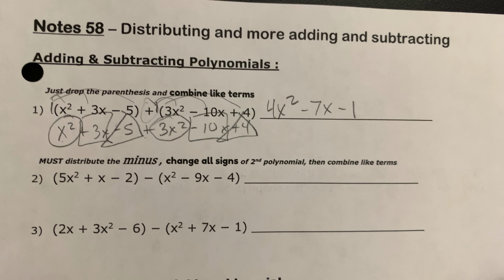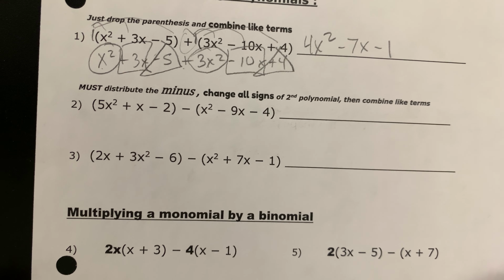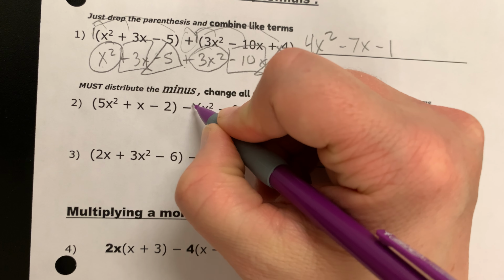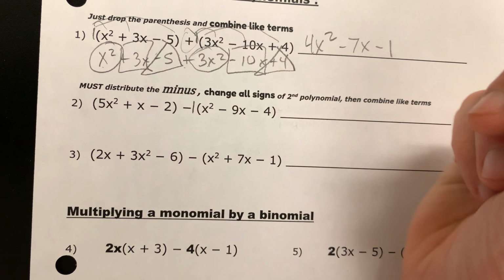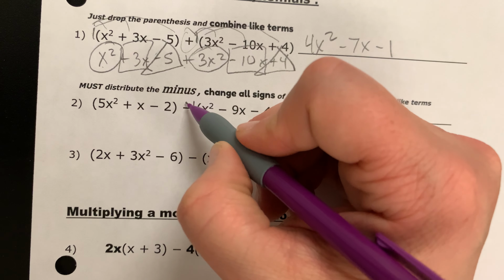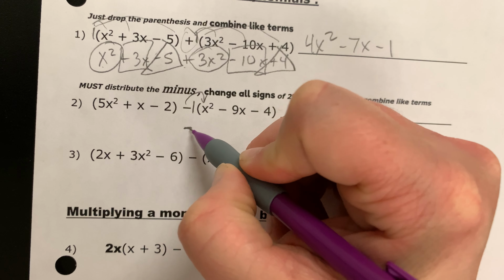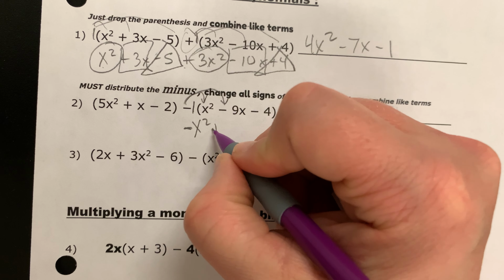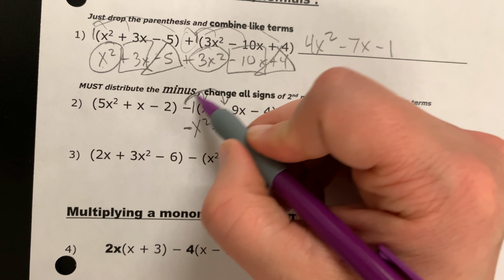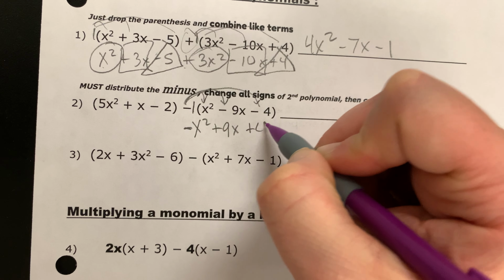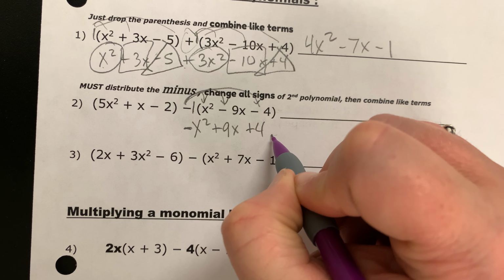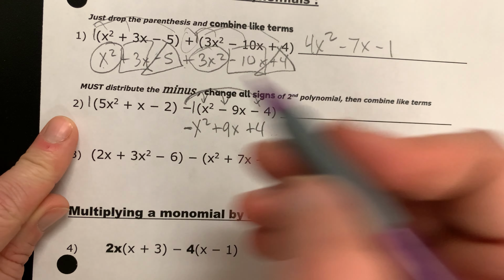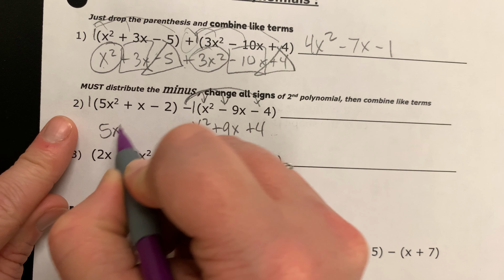Okay, that is different than if I have a minus. If I have a minus in there, then it's going to change all of the signs behind it, because a negative times a positive is a negative x squared. A negative times a negative is a positive 9x, and a negative times a negative is a positive 4. So it will change everything behind it. Now there's still a positive 1 in front of that one, so I don't even need to distribute that. I can just bring it all down just the way it is.